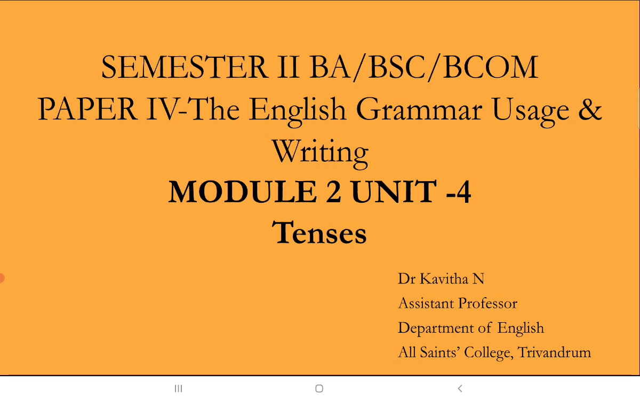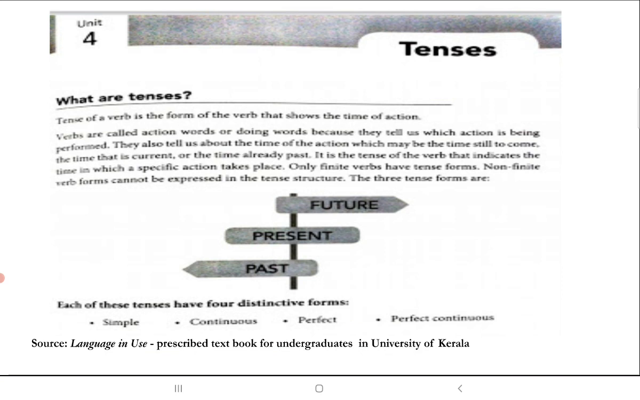And I'm quite sure that each and every one of you knows what a tense stands for. It shows time, the time at which the action of an event takes place. So now let us look into your text. What are tenses? Tense of a verb is the form of the verb that shows the time of action. As we mentioned, we have got 3 tenses: past, present and future. So it definitely shows the time of action.